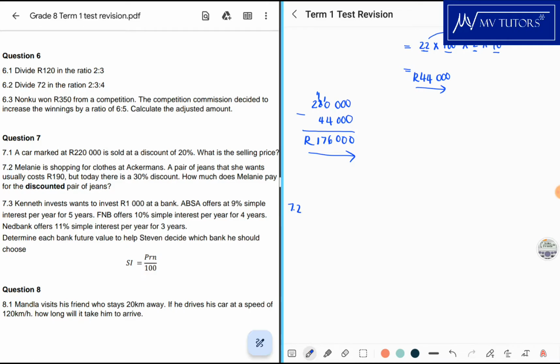It says, Melanie is shopping for clothes at Ackerman's. Okay. A pair of jeans that she wants usually cost 190, but today there is a 30% discount. So how much does Melanie pay for the discounted pair of jeans? All right, so there's a discount. So firstly, what is 30% of 190? So we have 190 multiplied by 30%.